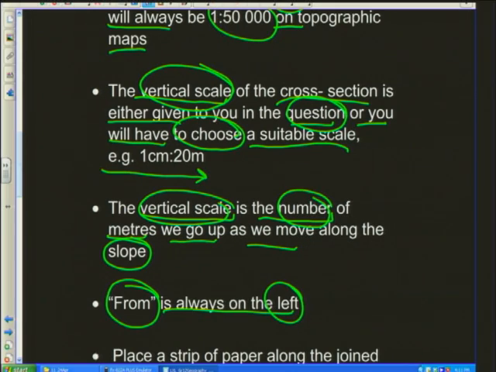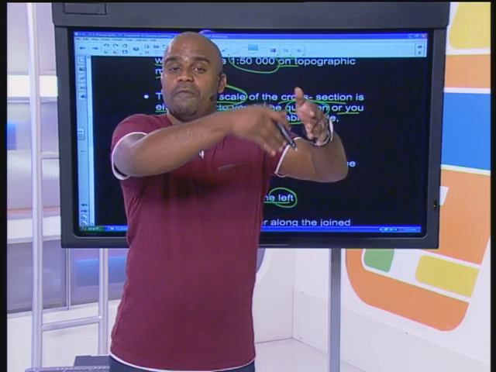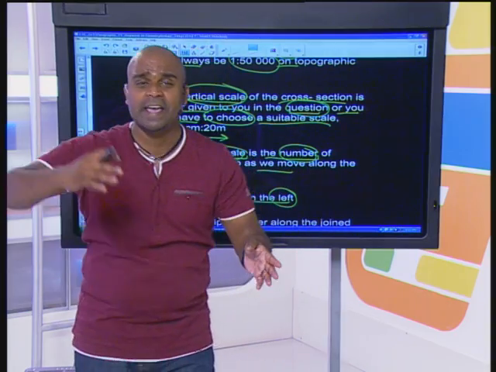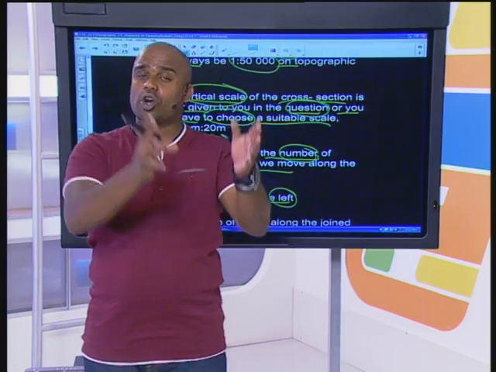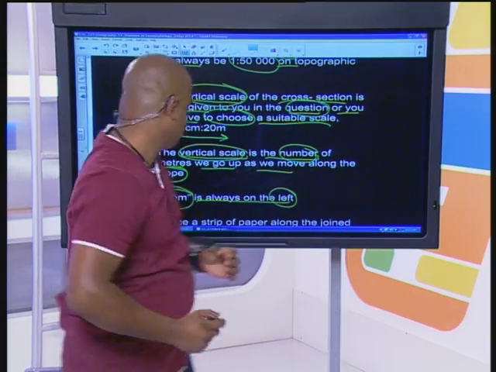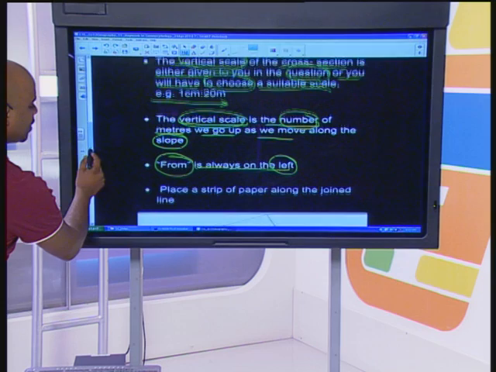When we look at a question today, you will see that it will require us to draw a cross-section from one point to another point. What does this mean? In this example, we've got a cross-section from A to B. That means our cross-section has to start from A and move on to B. Let's look at the next point.